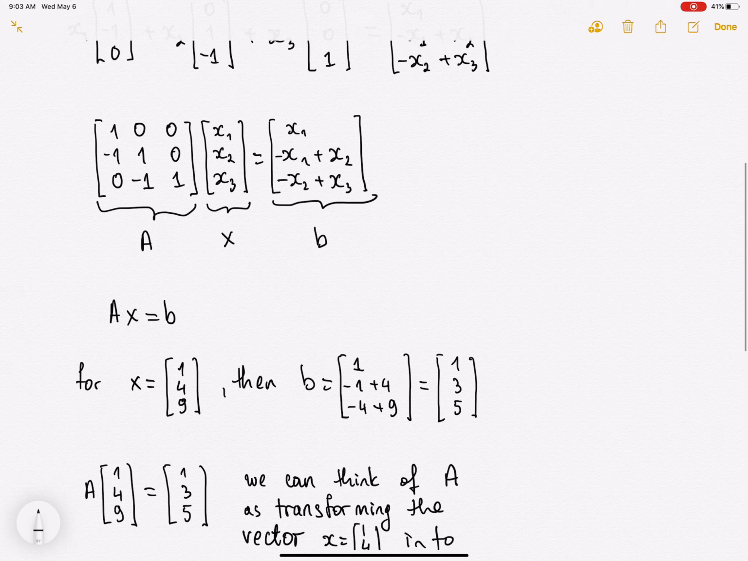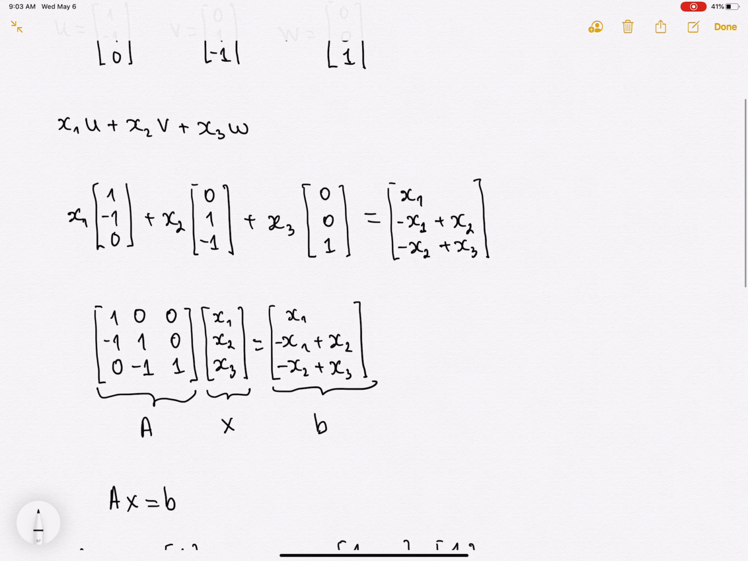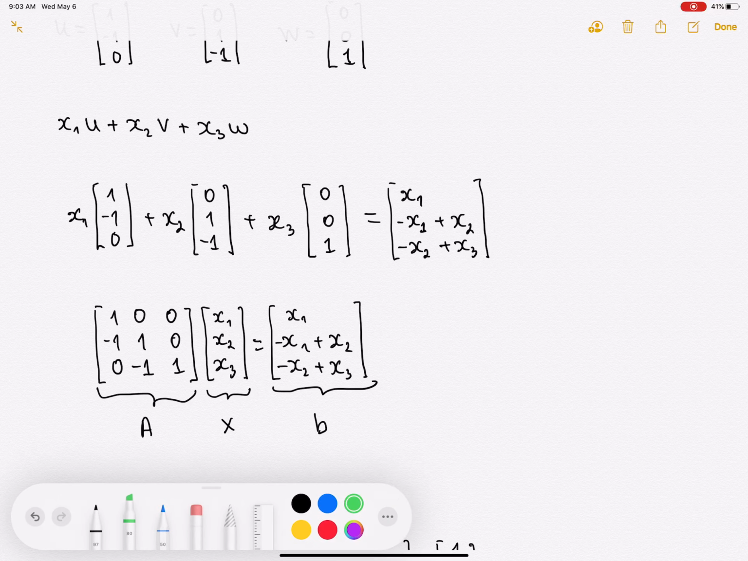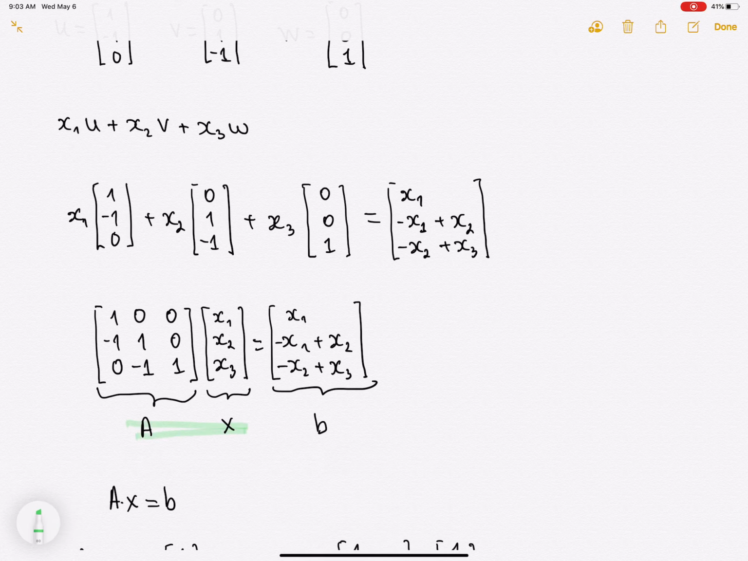Now, in what way do we carry out that multiplication? What is that A times x? If you look here, A times x is defined by really taking a linear combination, right? This linear combination here is something we know how to do.